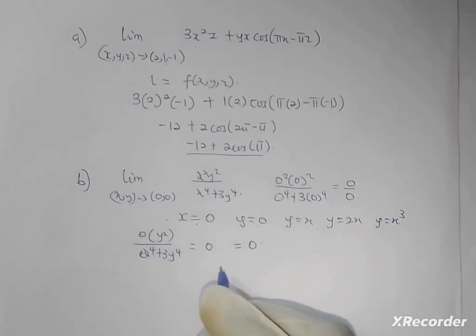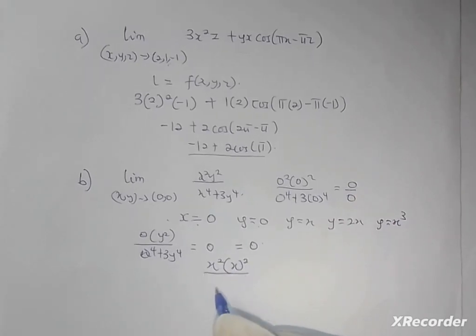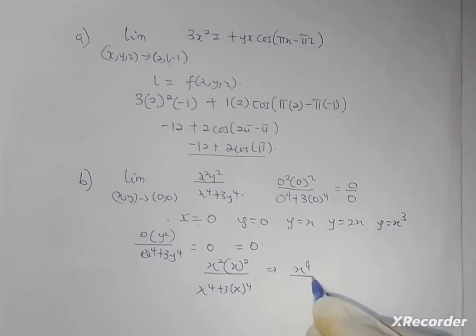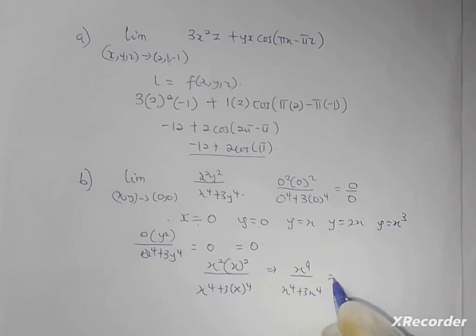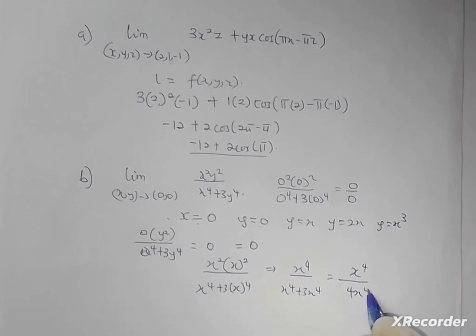Now let's test for y is equal to x. If y is equal to x, what are we going to get? We are going to get x squared multiplying x all squared all over x to the power 4 plus 3 open brackets x to the power 4, and this is going to give me x to the power 4 at top. I'm getting x to the power 4 plus 3x to the power 4. This is also equal to x to the power 4 over 4x to the power 4. I can cancel this out and I'll be left with 1 over 4.